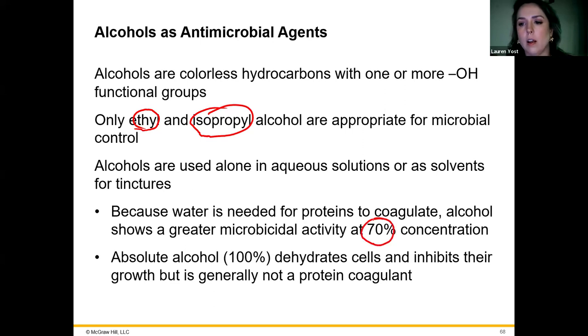70%, I want to be very clear about this. 70% ethyl or isopropyl alcohol, I prefer isopropyl, okay? 70% isopropyl alcohol is way more effective than 100%. That is because the water that's added in there is needed for protein coagulation. If you don't have enough water, then you're not going to coagulate your proteins. It's not going to be as effective. Don't buy that 95% thinking you're doing something good. Buy the 70, okay?